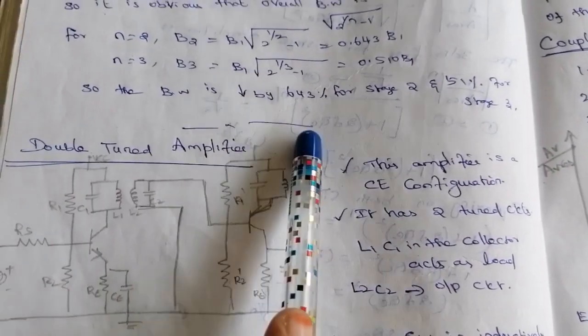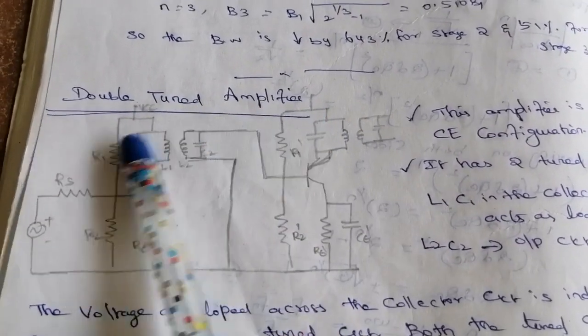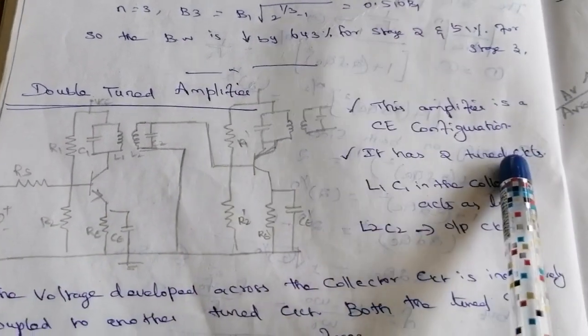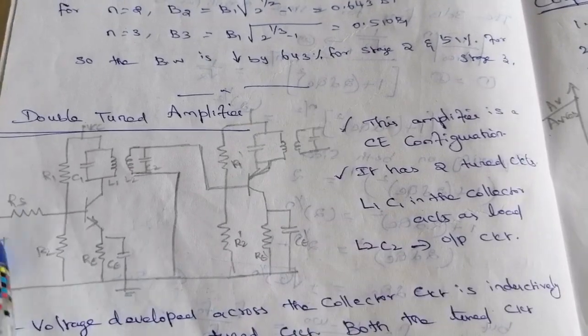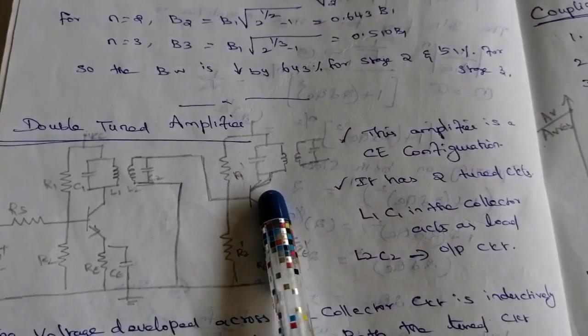So next one is double tune amplifier. This is the circuit diagram of double tune amplifier. This amplifier is a common emitter configuration. It has two tune circuits. This one is one tune circuit and this one is another tune circuit.